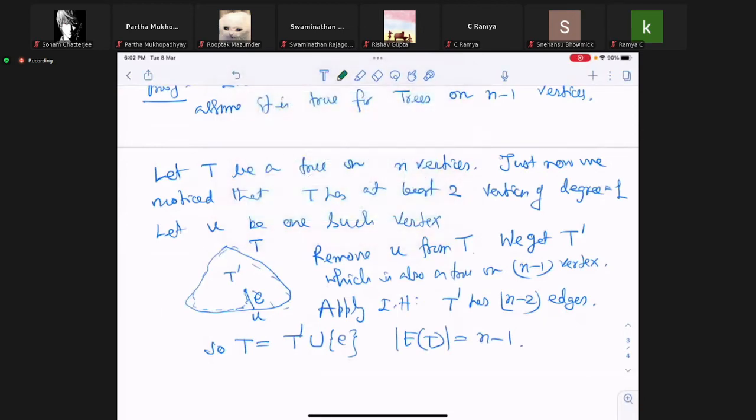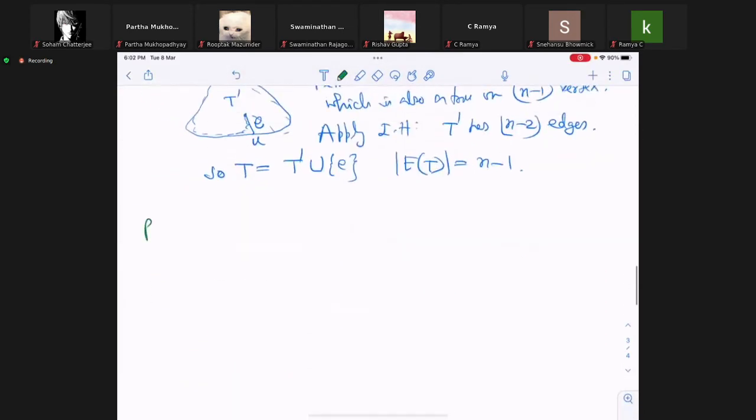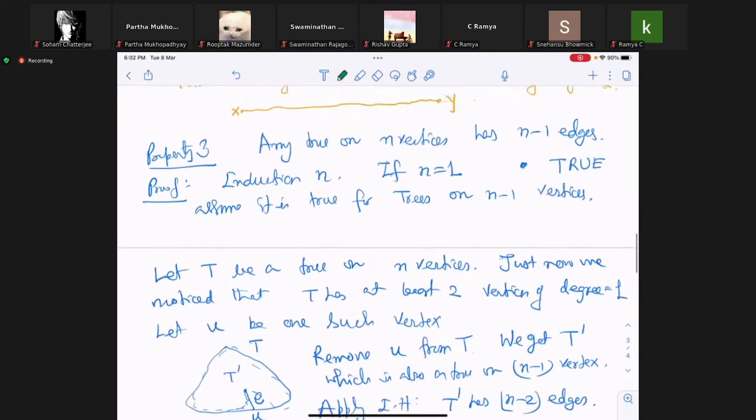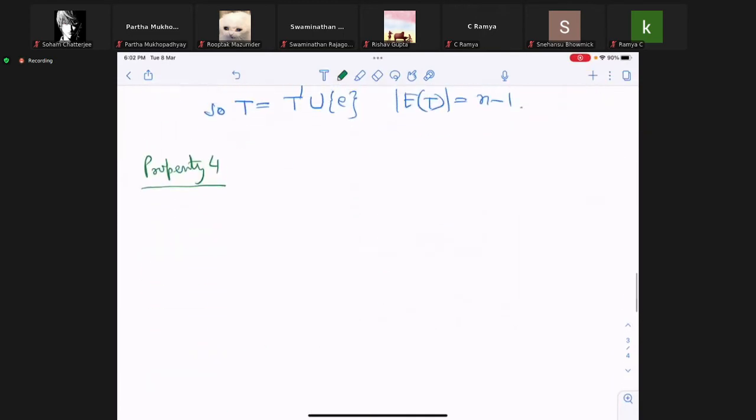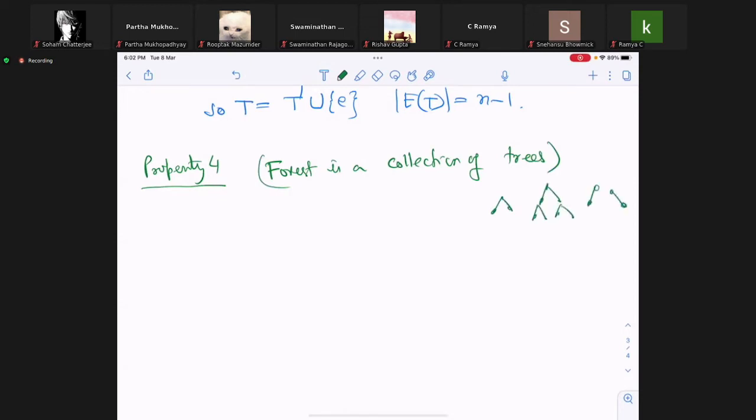So let's list down properties. So what is a forest, by the way? Anybody knows what is a forest? Forest, as we simply imagine, is a collection of trees. So a graph whose connected components are trees, that is a forest. I just loosely wrote collection of trees.